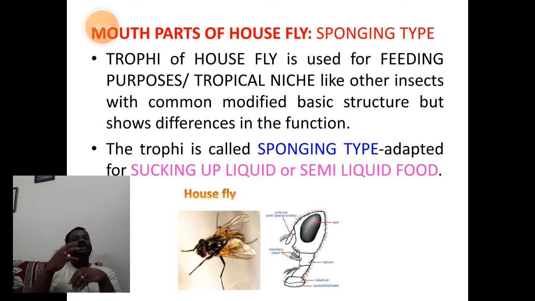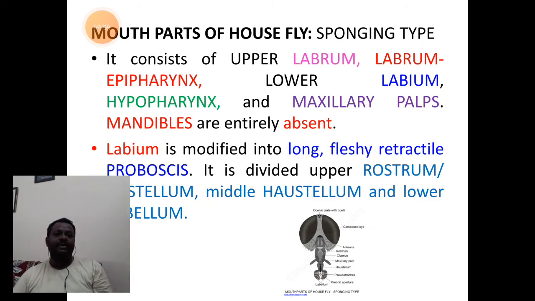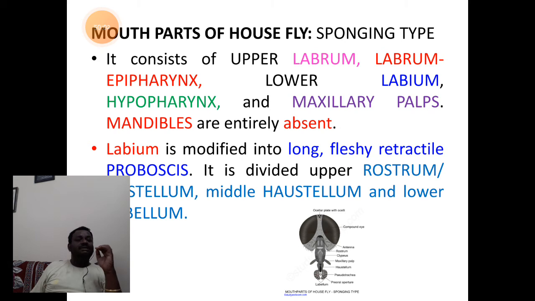Sometimes the food may be in the semi-liquid or solid form, so there is a requirement of conversion of solid form of food into semi-liquid food type. So that food is drawn up by the organism. The labrum, epipharynx, labium, hypopharynx, maxillary palps are present, whereas mandibles are entirely absent.